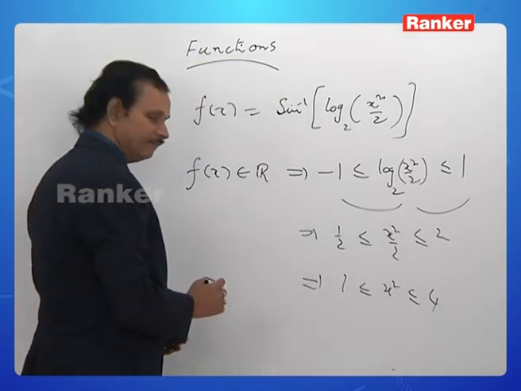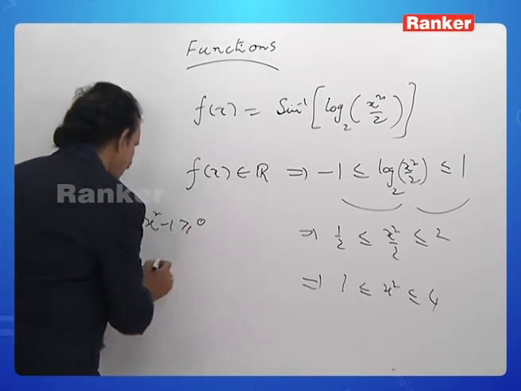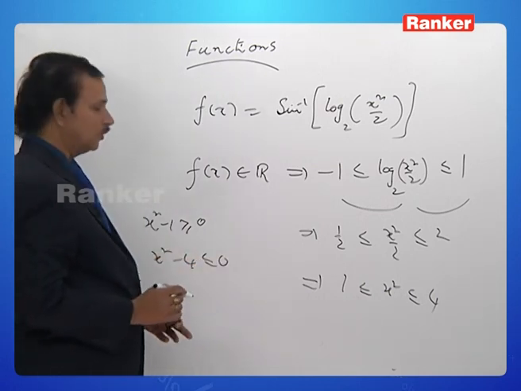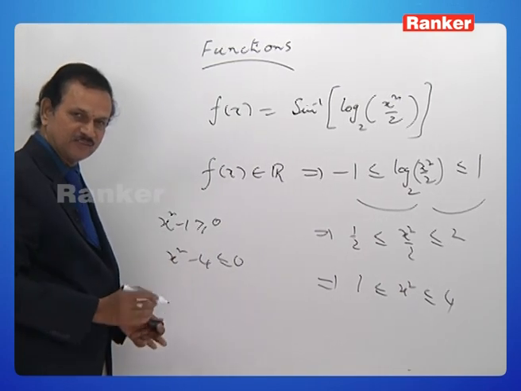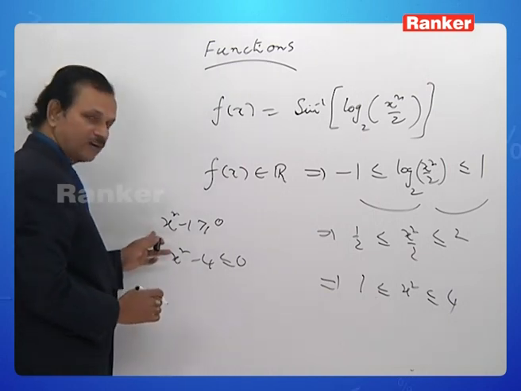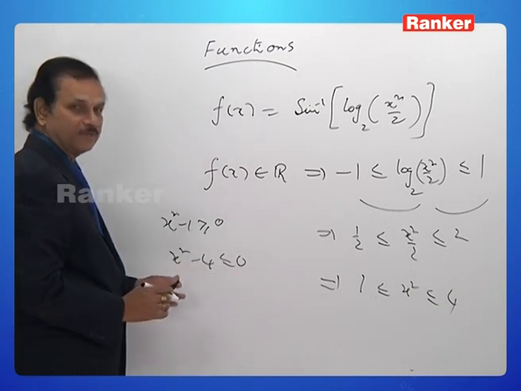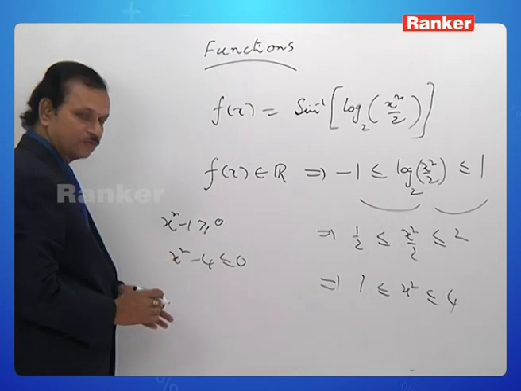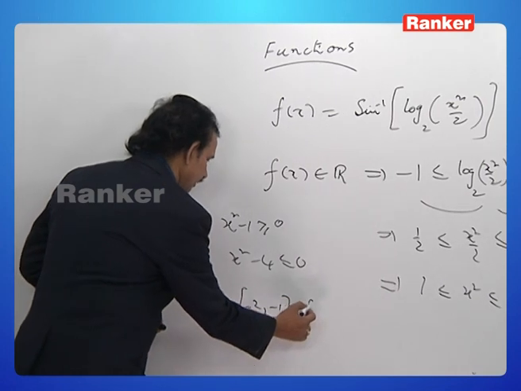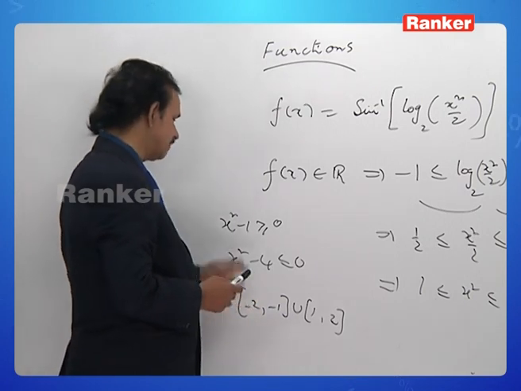From this, we shall be having two inequalities, that is x square minus 1 greater than or equal to 0 and x square minus 4 less than or equal to 0. So, the intersection of these two domains gives us the correct answer. X square minus 1 greater than or equal to 0, therefore x should not lie between minus 1 and 1. X square minus 4 less than or equal to 0, therefore x should lie between minus 2 and plus 2. Clubbing these two, we trace the answer to be minus 2 to minus 1 union 1 to 2 as the right answer. This is the combination of these two domains.